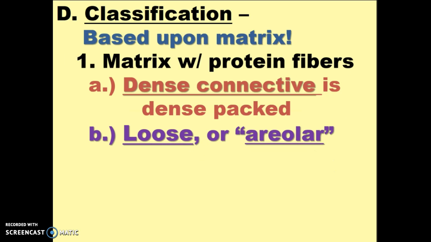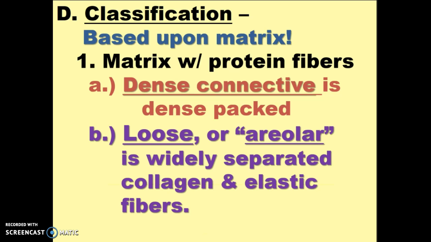It can be loose or areolar connective tissue, which looks like pickup sticks. They just threw a bunch of lines down there and they're all stacked up, so the protein fibers go every which way. They're loose packed. So it's widely separated collagen and elastic fibers, two different types of fibers.